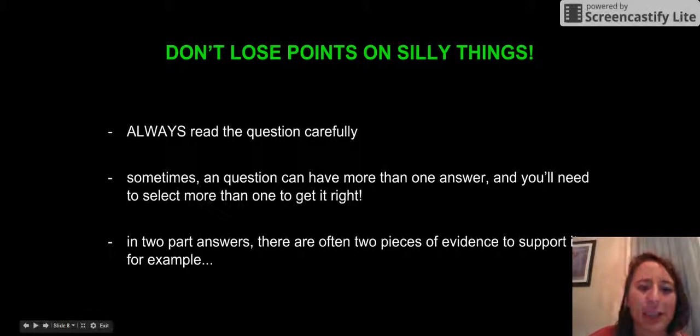Always read questions carefully, because sometimes a question will have more than one answer. You'll need to select more than one to get it right. So it might say select 5 pieces of evidence to support your answer. Then you better circle 5 things, so be careful. And if you don't do at least 2, then even if the one that you checked was correct, the whole answer will be wrong. You have to answer both. And in 2-part answers, there's often 2 pieces of evidence to support it. So here's what I mean by that.